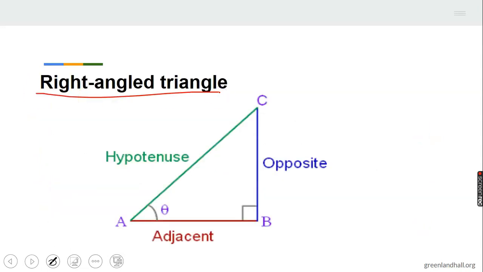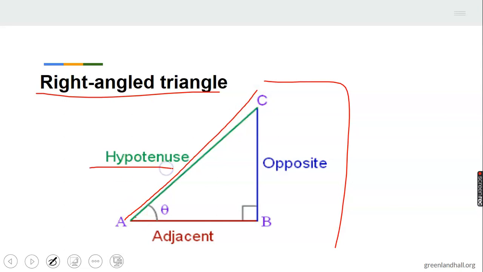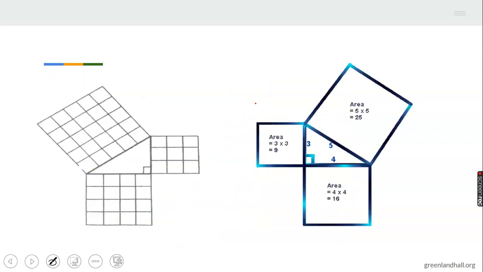Now, right angle. This is a typical example of a right angle triangle. The longest side is called the hypotenuse, while the two other sides are called adjacent and opposite. This side is called adjacent, while this one is called opposite. You can see this angle is facing this side, so it is called opposite, while the longest side is called the hypotenuse.